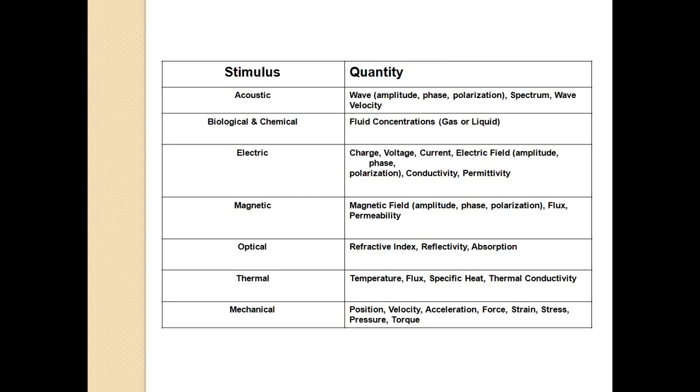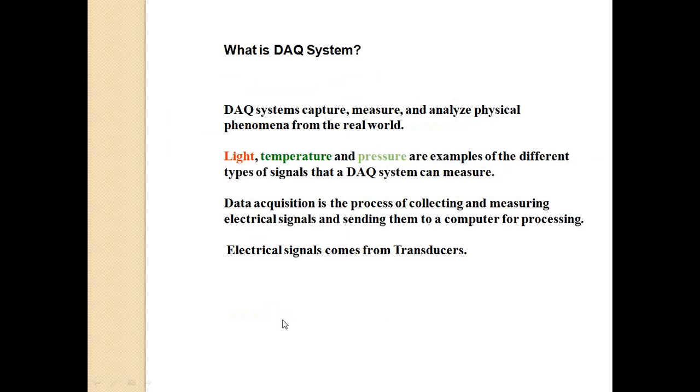Here are some of the different quantities. For acoustic, it will be a wave, a spectrum or a velocity. For electric, charge, voltage and current. For example, if I want to measure a current in a circuit, I need to go for a current sensor, say the WCS2720, so that I can give its input, take the output, and give the power supply and the ground. These are some different domains of stimulus: electric, magnetic, optical, thermal and mechanical. So till now, sensors is done.